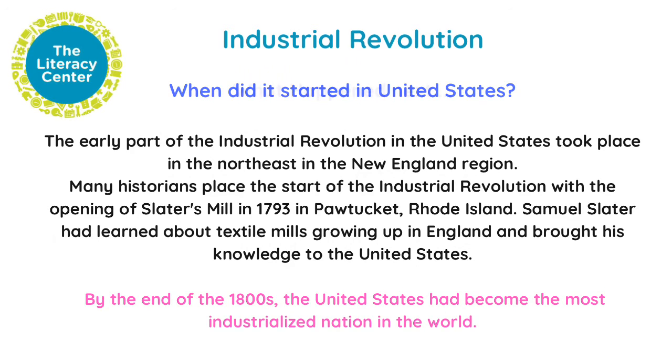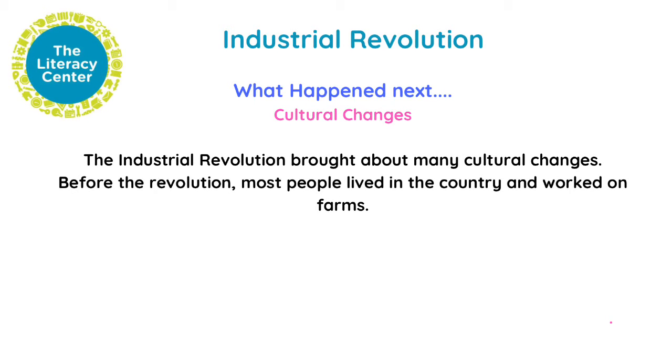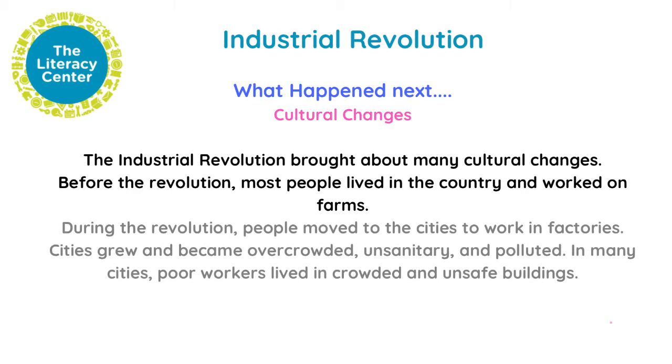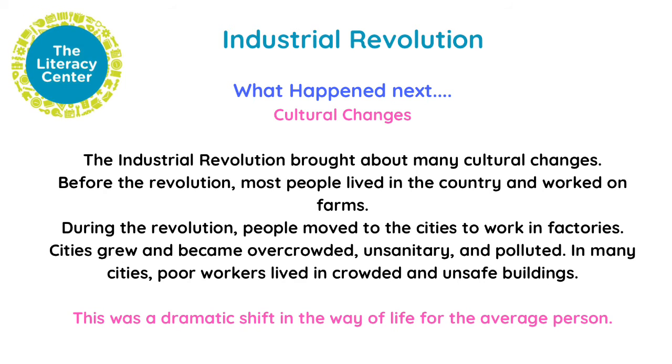So what happened next? The Industrial Revolution brought about many cultural changes. Before the revolution, most people lived in the country and worked on farms. During the revolution, people moved to the cities to work in factories. Cities grew and became overcrowded, unsanitary, and polluted. In many cities, poor workers lived in crowded and unsafe buildings. This was a dramatic shift in the way of life for the average person.